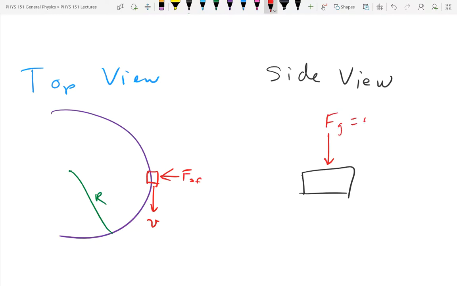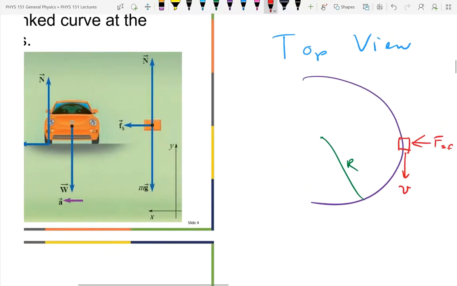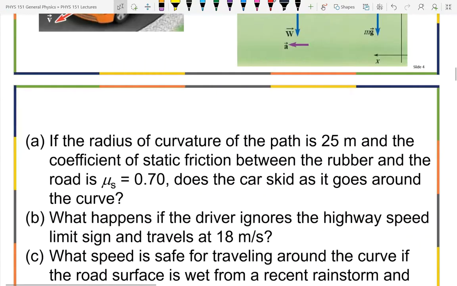Force of gravity is equal to mg. Force normal. Force of static friction. So I have two different pictures, one that shows the vertical, one that shows the horizontal. In the next problem, you'll see why that's more useful to have both pictures. So now that I have those, I need to read the rest of the problem.